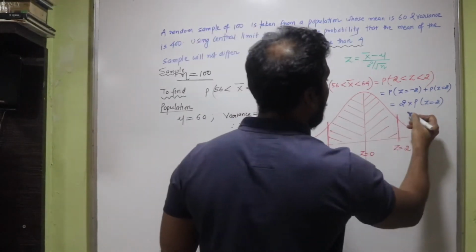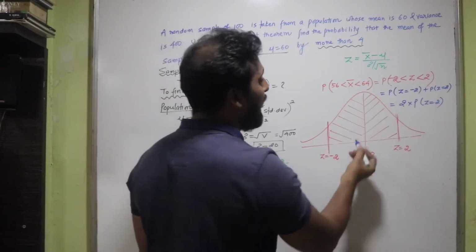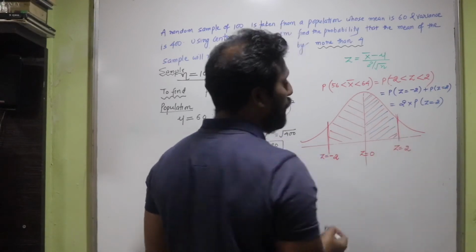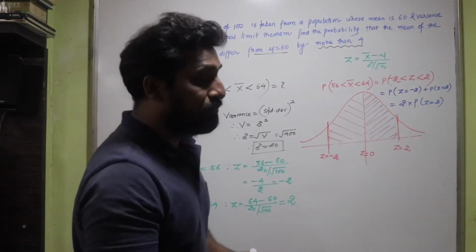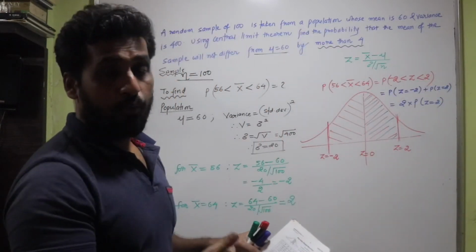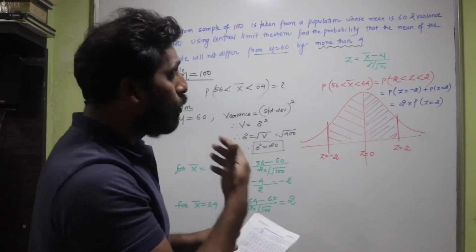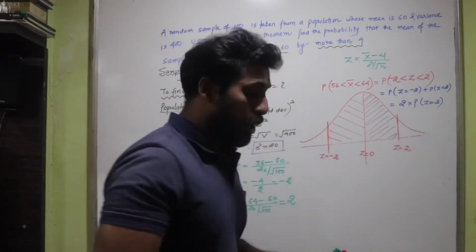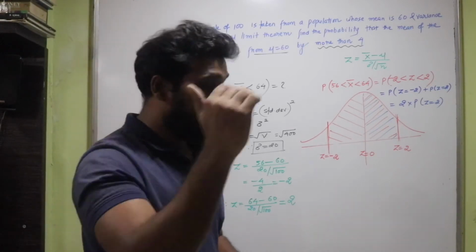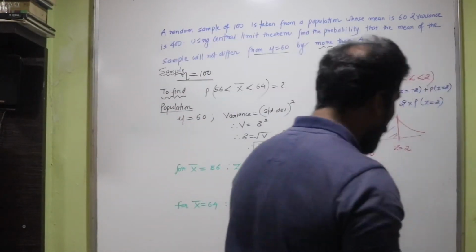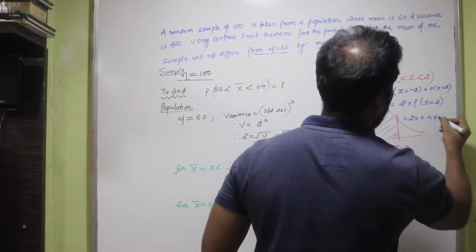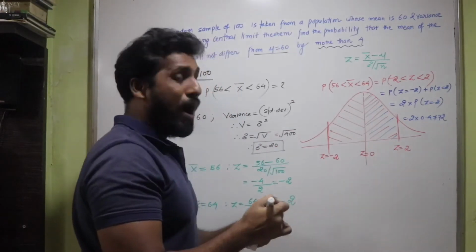That means I can say from z equal to 0 to z equal to whatever the answer is there. That means I will focus on only this part of the curve. So here again I'm going to make use of the table. So you should know how to make use of the table. The first column is the column of z, and you have to check the value of z equal to 2. So for z equal to 2, the value comes out to be 0.4772. Below 0 I have checked it, so it is 0.4772. So I'll write here 2 into 0.4772. Students, I hope you have understood why that 2 has come.